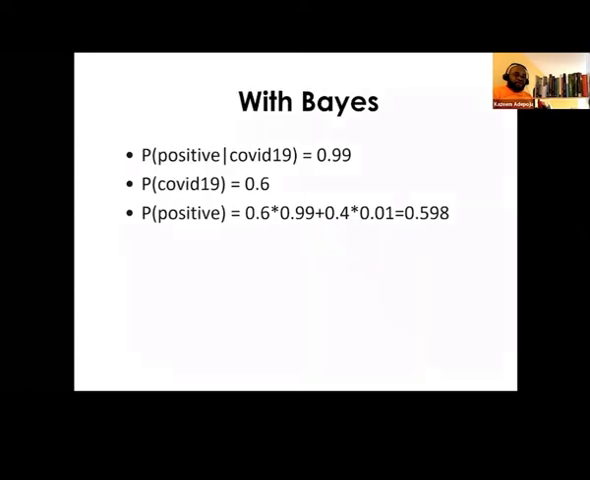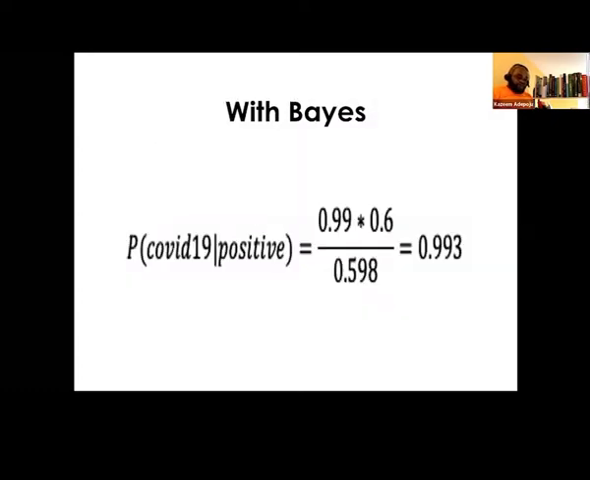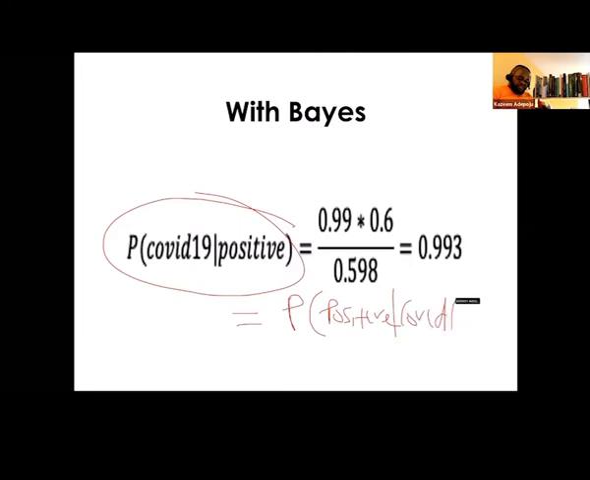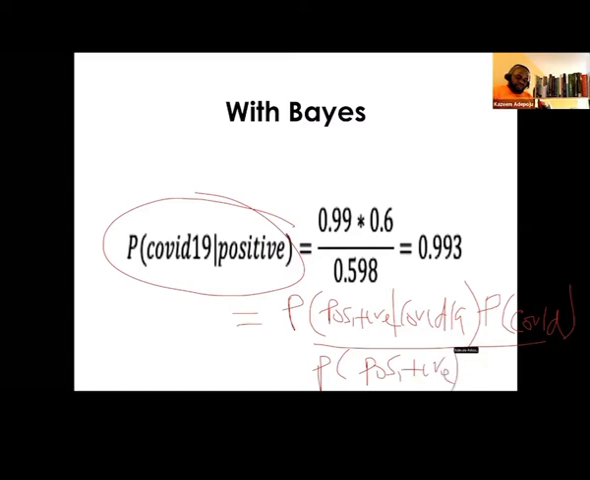So now I'm going into the formula. The posterior that I'm looking for, the probability of COVID-19 given positive, will be equal to this. What am I using? The probability of the positive given COVID-19, multiplied by the probability of COVID, and divided by the probability of the positive, which is the total probability. That's exactly what I put right here, and that gave me 0.993.